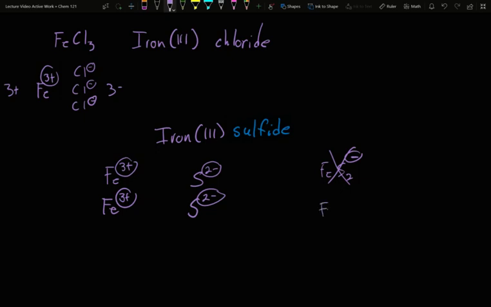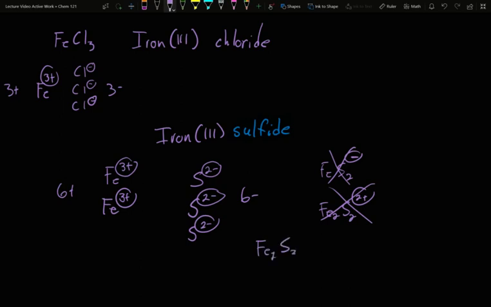So if I tried to make Fe2S2, I'd be 2 positive. That isn't neutral. We keep going back and forth like this. We say, well, I need more negatives again. So S2-. Well, here, this gives me 6 total negatives, and I have 6 total positives. This is balanced.